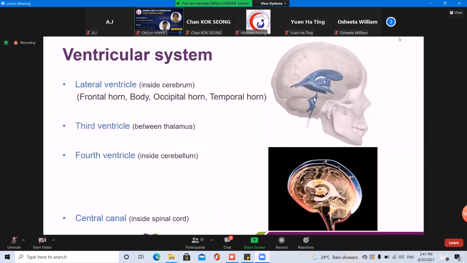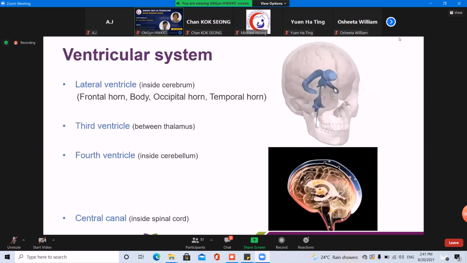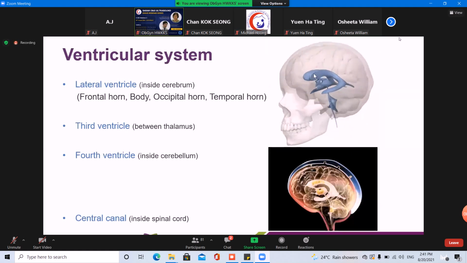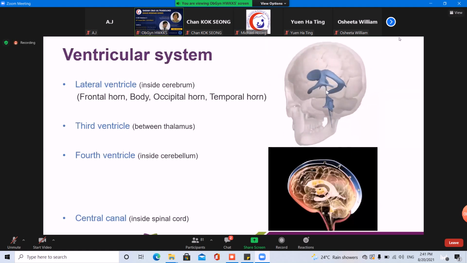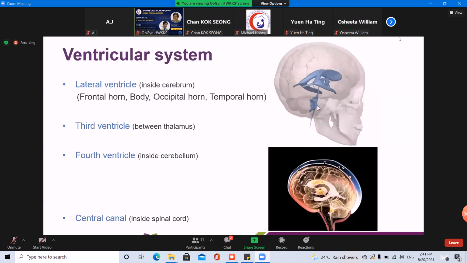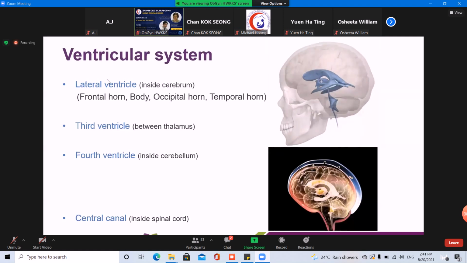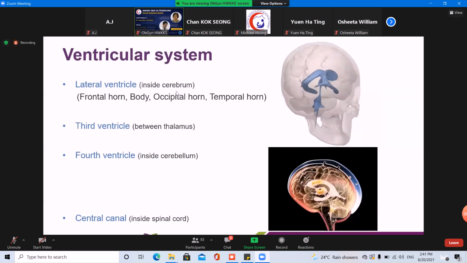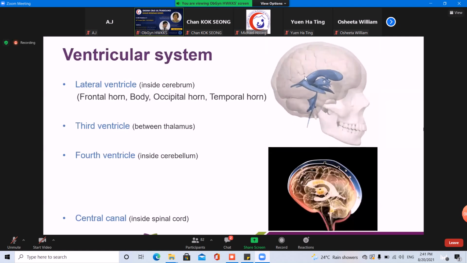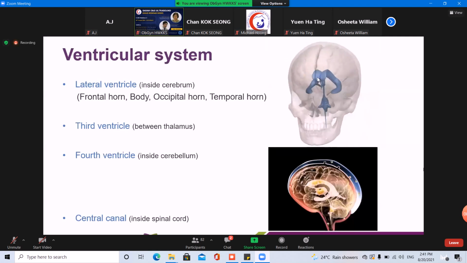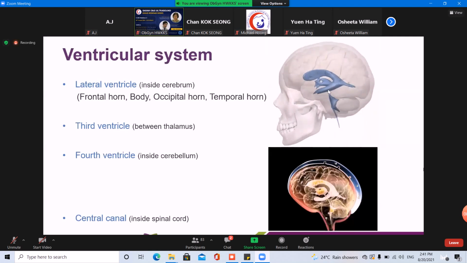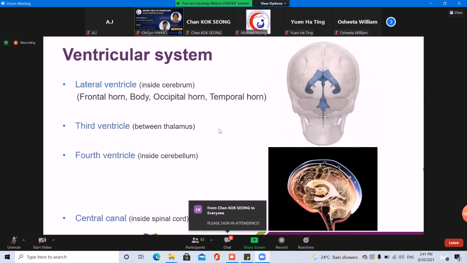So when you look at the ventricular system, it's like a bird. You can see that the bird has a head, it has two coxcombs, and there's a neck, the body, the wings, the tail, and also the leg. So the biggest part of the ventricular system is the lateral ventricle, which is inside the cerebrum, which corresponds to this coxcomb here, which is made up of the frontal horn, the body, the occipital horn, and the temporal horn.